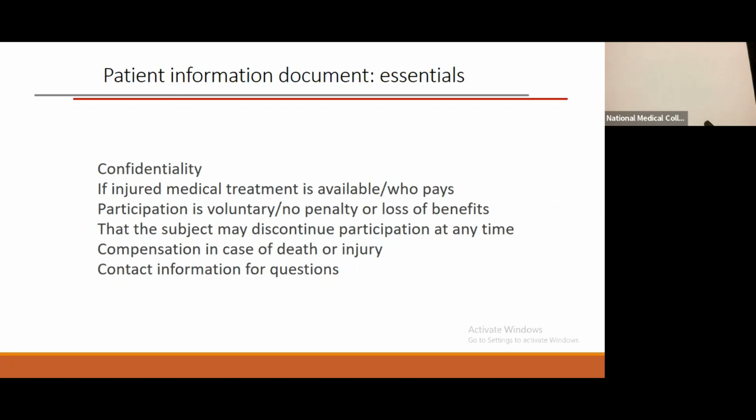And finally, as I said, it should be explicitly written there that your participation is voluntary. And it will not impact your therapy. And you will not lose anything by not taking part in this study. And also that he can discontinue participation at any time, even after he has given consent. So it does not mean that if he has given a consent, he has become a bonded patient for that study. No. He can withdraw the next day itself. And we should respect that also.